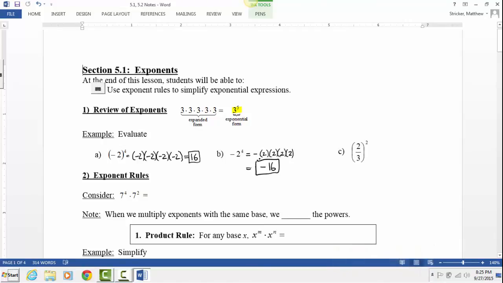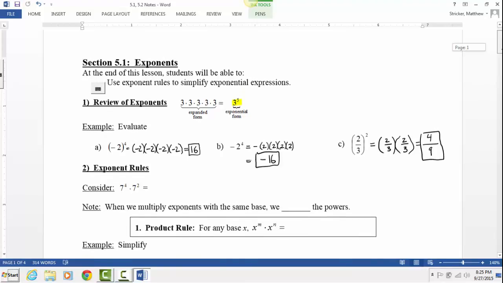The next one we want to look at is, what do we have when we have a fraction? Well, it's the same idea. 2/3 squared means we take 2/3 times itself twice. We know when we multiply fractions, we just multiply straight across. So 2 times 2 is 4, and 3 times 3 is 9. And there we have it. So that's just a review of exponents. Now we're going to move into some rules here.